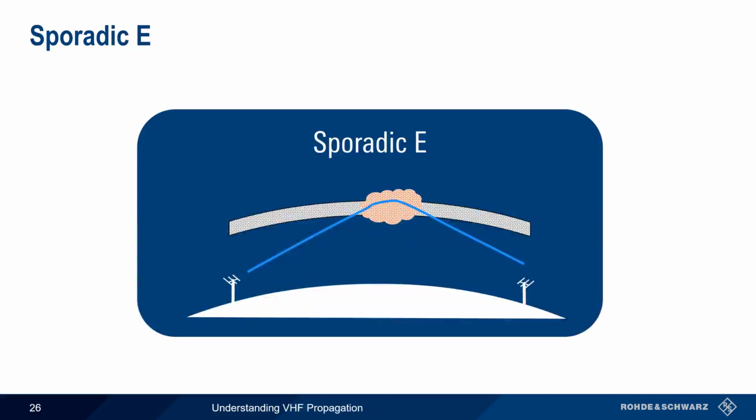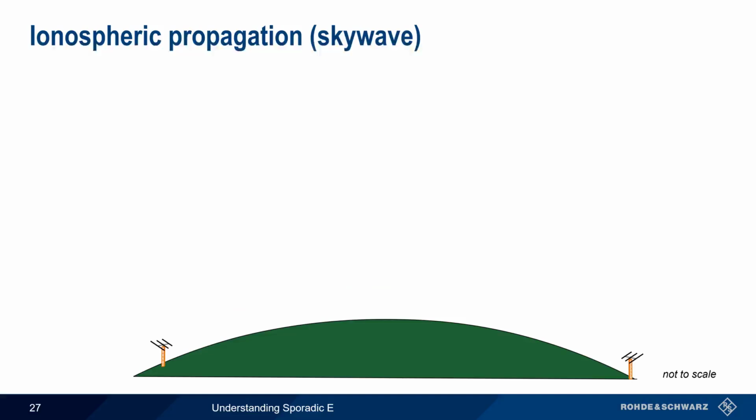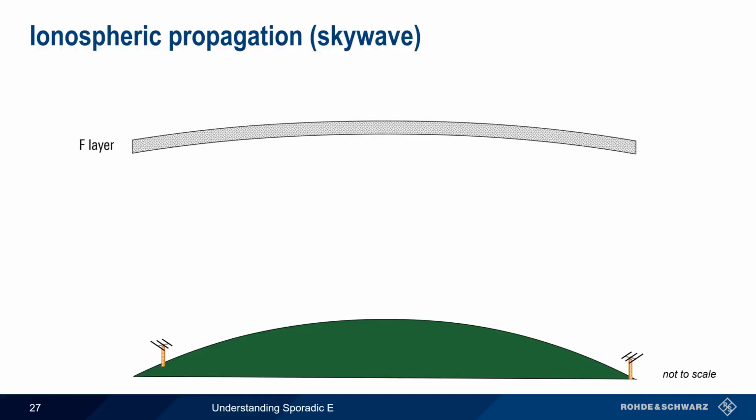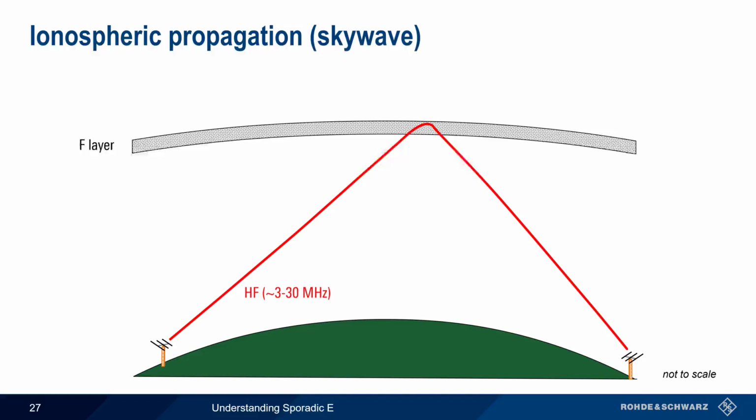Next, let's look at sporadic E, which, unlike ducting, occurs not in the troposphere, but in the ionosphere. As you may already know, the ionosphere, a layer of charged particles surrounding the Earth, consists of several layers. One of these layers, the F layer, can refract or bend signals at HF frequencies back towards the Earth, enabling very long-distance communications under the proper conditions. This is often called skywave propagation.